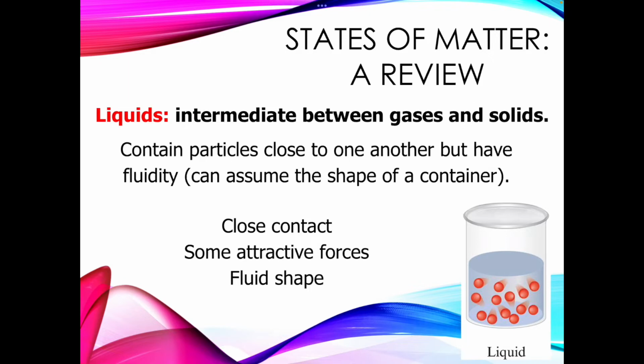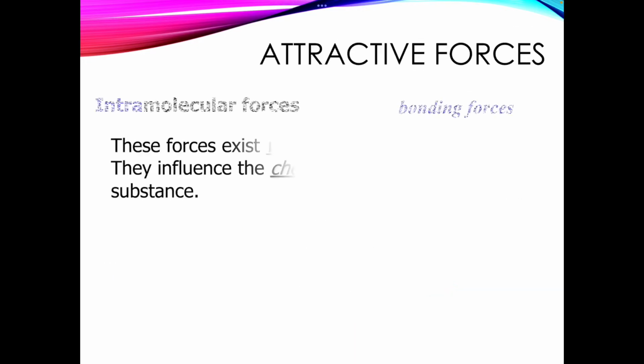But the reason that they can take the shape of different containers is because their attractive forces are not as strong as a solid. So they're able to slide past each other. They're in close contact just like a solid is, but they have weaker attractive forces than solids do. So we're going to say they have some attractive forces, which gives them a fluid kind of shape.